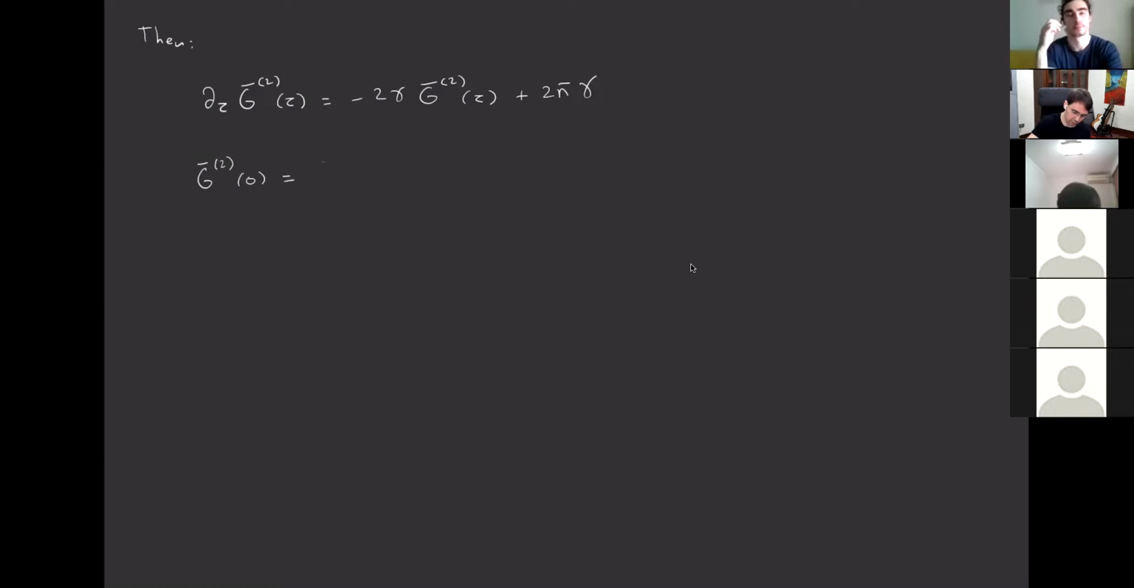So what is G2 of 0? G2 of 0 is just the expectation value of a dagger square, a square, okay? And this is very simple to evaluate because we know the Gaussian moment theorem.